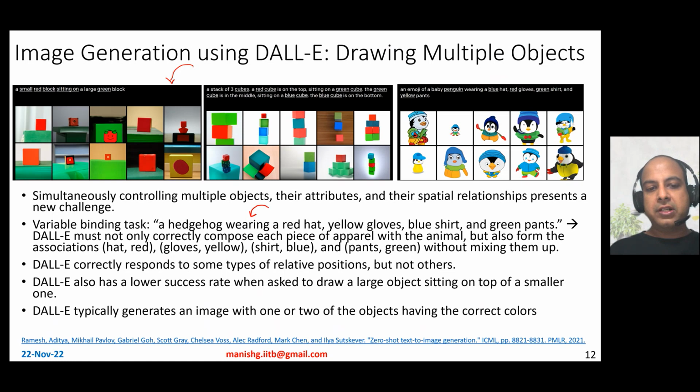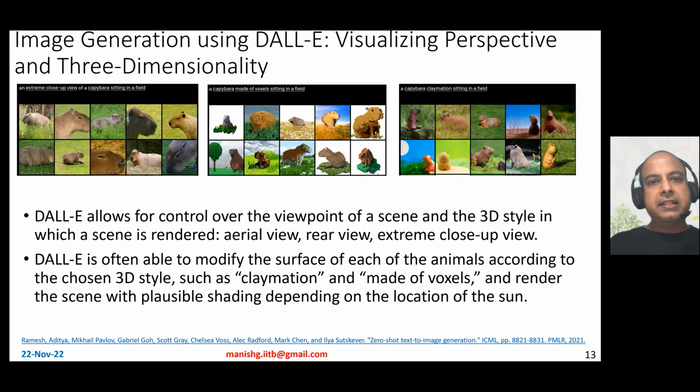So DALL-E correctly responds to some types of relative positions, but not others. For example, it does very well in terms of putting small blocks on top of large ones, but pretty bad in terms of putting large blocks on top of small ones. Also, when you talk about multiple colors, it can do well up to, let's say, three colors, but beyond that, it does not lead to very good results. Right? Yeah, so that's that.